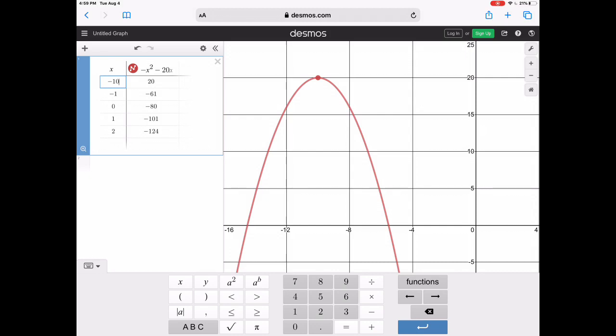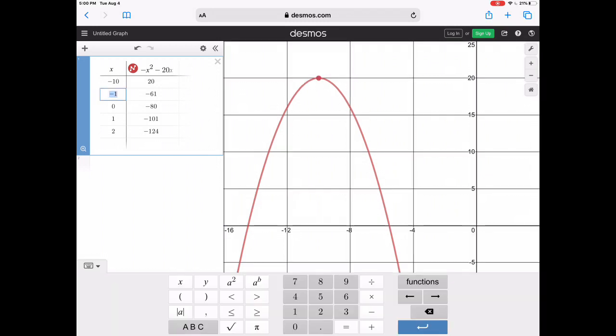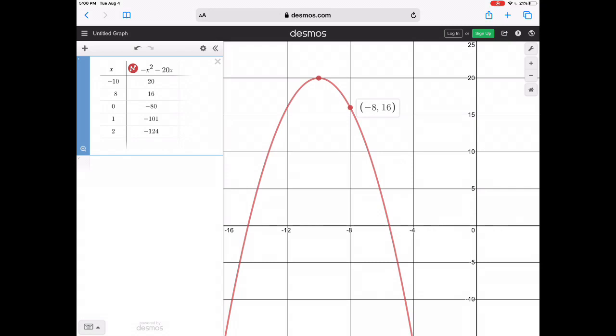Notice I can also click on the dot. It highlighted the negative 10, 20 on the parabola. So I'm going to click on it and it will label the point. You can also just click where the graph is crossing the x-axis, and then those x-intercepts are going to appear. Trying that one more time just to make sure you have it down. Let's say I substitute negative 8. Well, if I substitute negative 8, I get out 16. So we have a coordinate negative 8, 16.